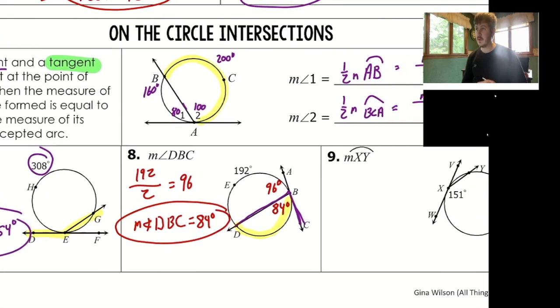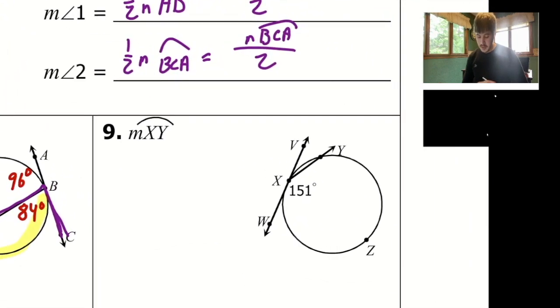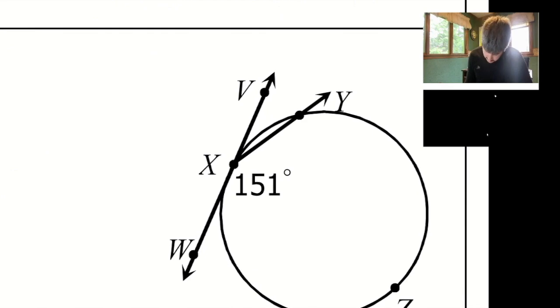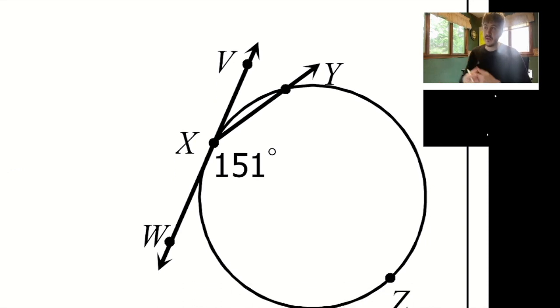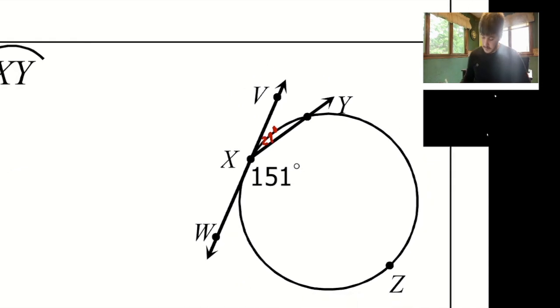And the last one on the page, number 9, find arc XY. Arc XY is this tiny little arc right here. So what I would do first is find the angle right next to it or right above it, which would be 29 degrees. Then all you need to do, you're going backwards now, like an inscribed angle, just double it. So the measure of arc XY is equal to 58.